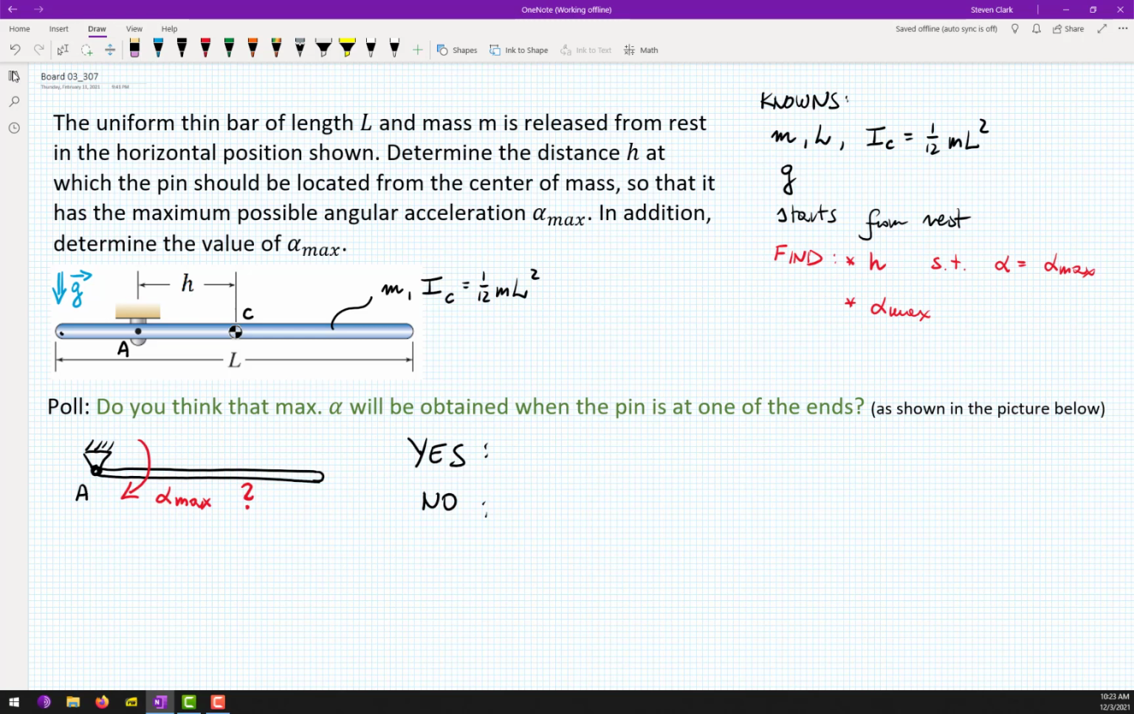So maybe before we even start solving that problem, let's do that poll. How many of you think that pin A should be placed at one of the ends of the beam so that angular acceleration is maximum? Do you want to vote, or you don't care? I mean, we can do it, yeah. So in order to obtain maximum angular acceleration, we should put pin A at the end. Who thinks yes?